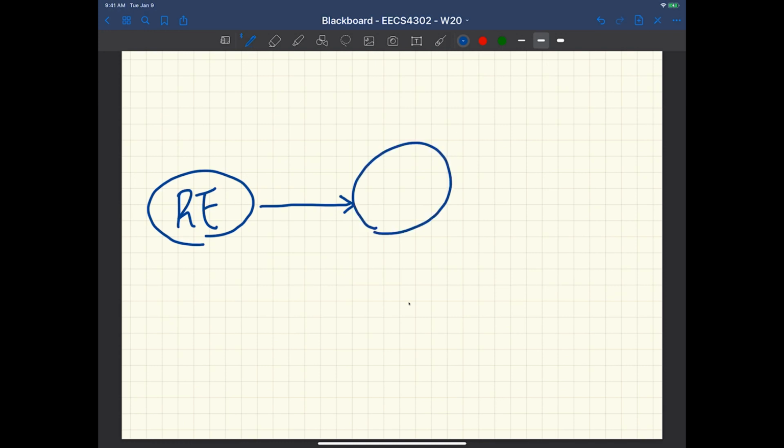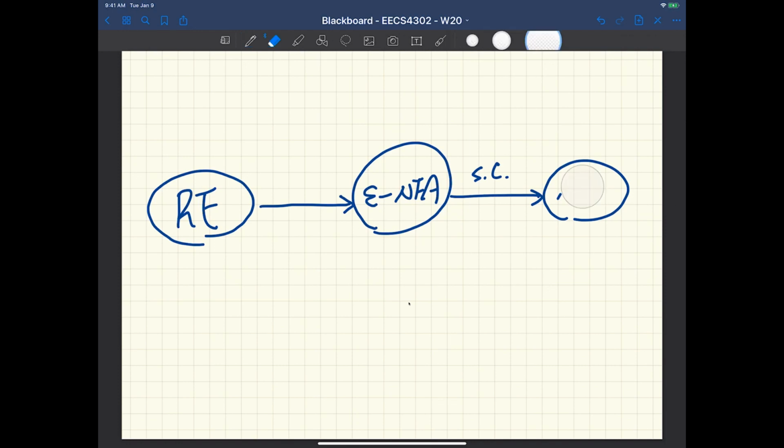From there you can go to epsilon NFA, and then from epsilon NFA you can turn that into an NFA. Of course, this is called subset construction. And then, oh, you know what? I think DFA. Thank you.